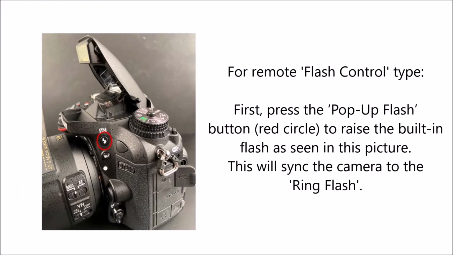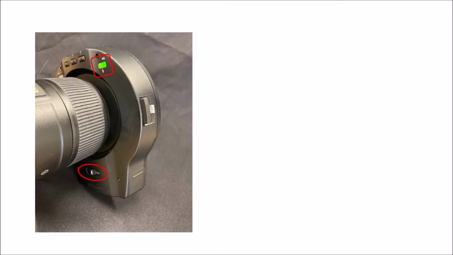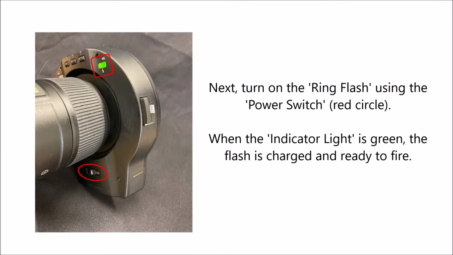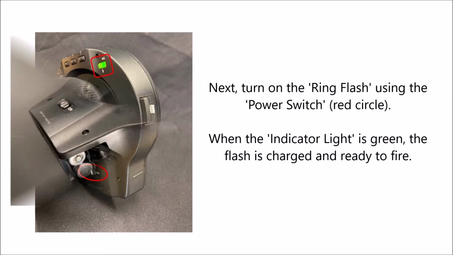For remote flash control type, first press the pop-up flash button, red circle, to raise the built-in flash as seen in this picture. This will sync the camera to the ring flash. Next, turn on the ring flash using the power switch, red circle. When the indicator light is green, the flash is charged and ready to fire.